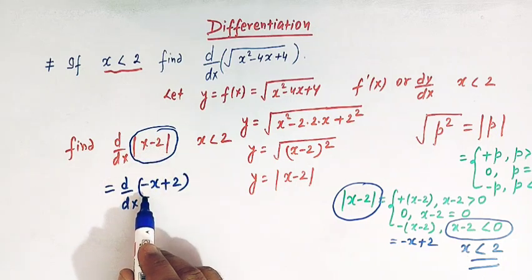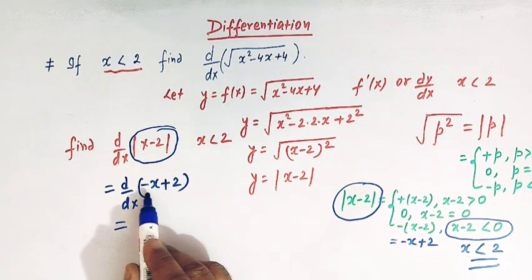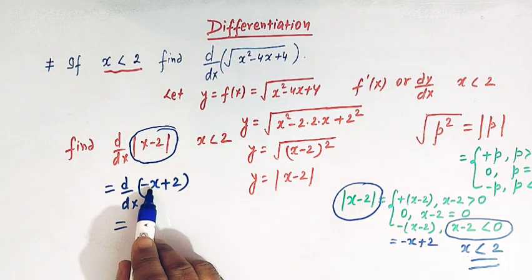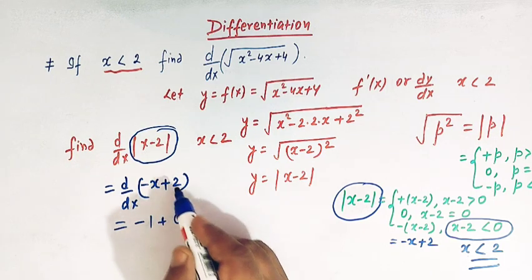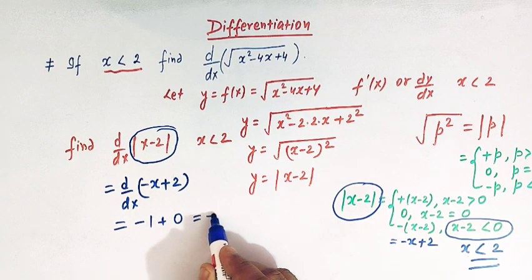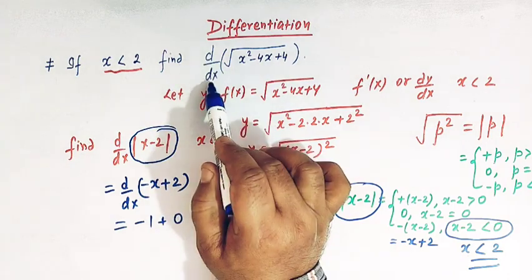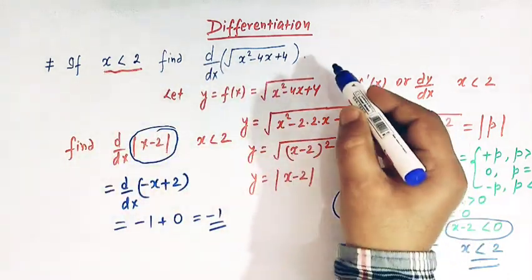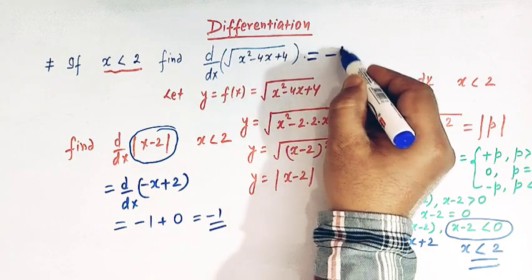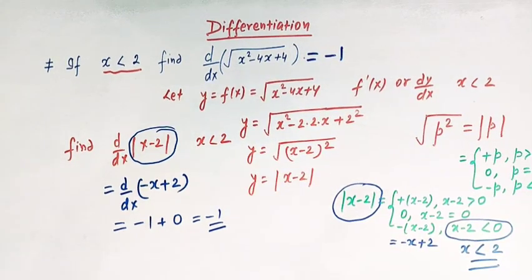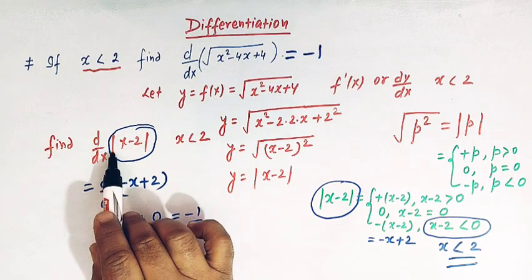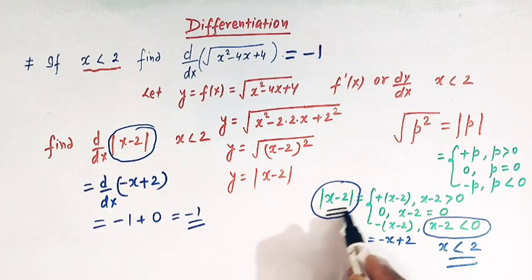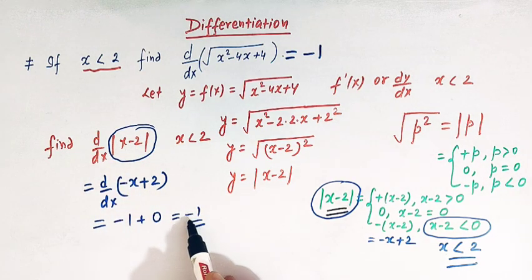Mod of x minus 2 is minus x plus 2, and now we can easily write the derivative. The derivative of x with respect to x is 1, and the derivative of 2 is 0, being a constant, so here we have minus 1. So the derivative of this function when x is less than 2 is given by minus 1. There is one more important thing: the function mod of x minus 2 has derivative equal to minus 1 for all x less than 2.